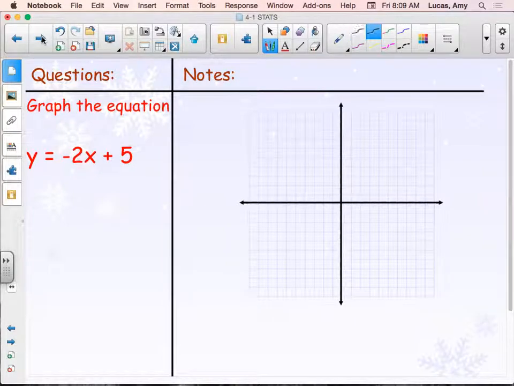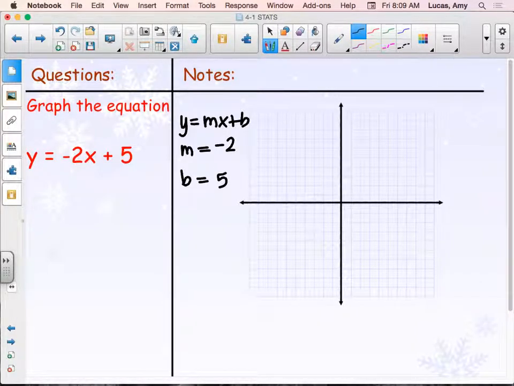Next example, slope-intercept form again. My slope is -2. My intercept is 5. So I'll graph the intercept first again. This intercept is +5. Then for this slope, because it isn't written as a fraction, I'm going to make it a fraction by putting a 1 under it. So my rise is -2, and my run is 1.